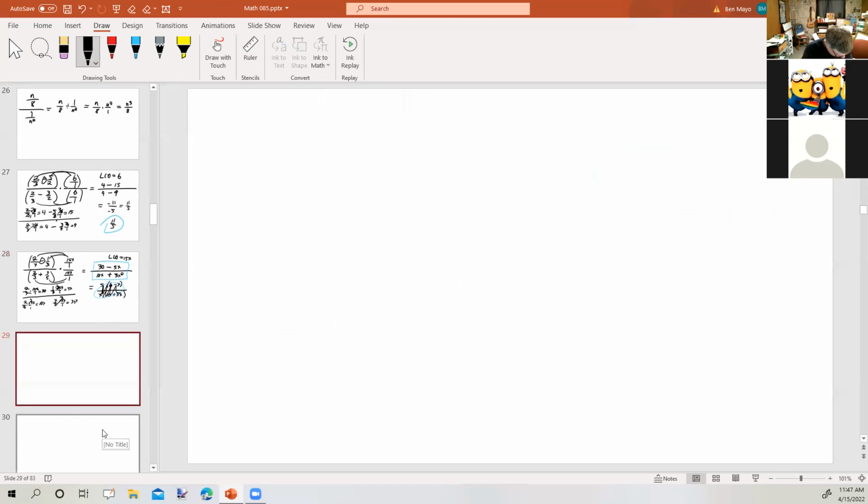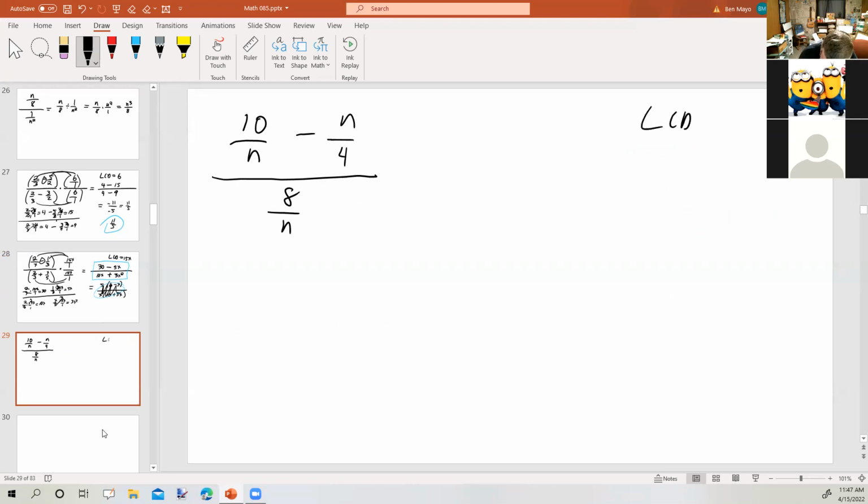How about this one? 10 over n minus n over 4 all over 8 over n. So the LCD would be 4n. Okay with that? Yes.